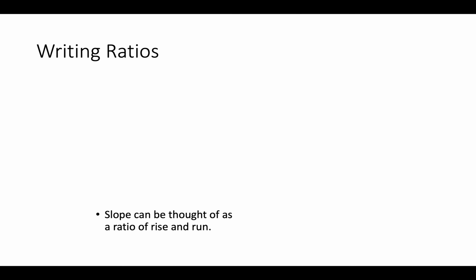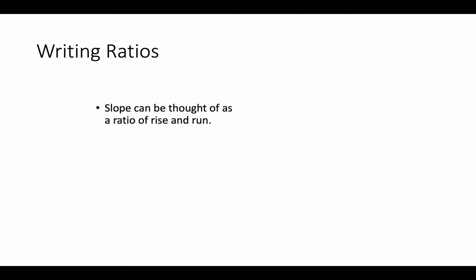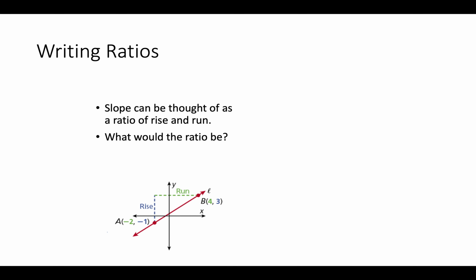Writing ratios. Slope can be thought of as a ratio of rise and run. So the ratio, rise: it went from -1 up to 3. That means it went up 4. Run: over, it went from -2 to 4. That's 6. 4 over 6, but we would always write that as 2 over 3 because you reduce the fractions.